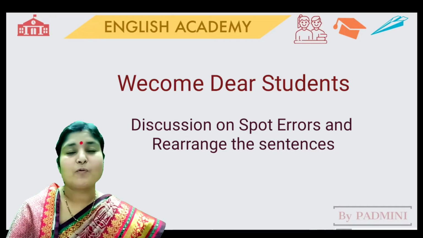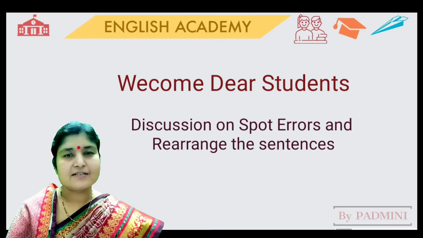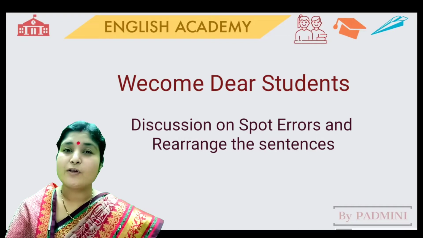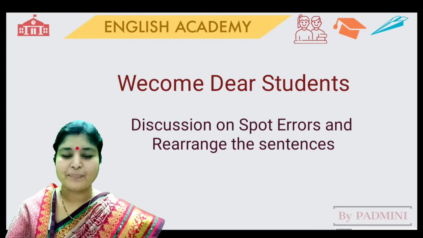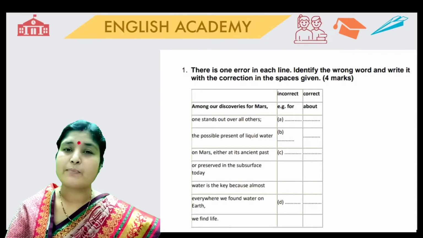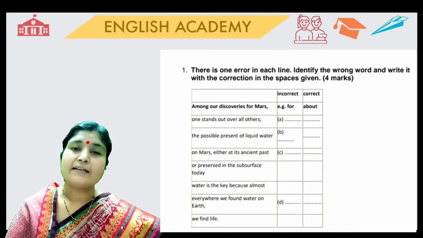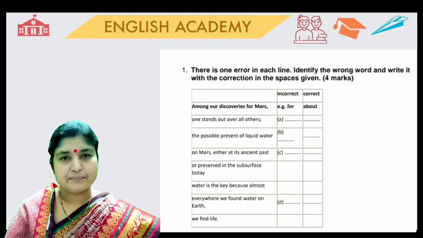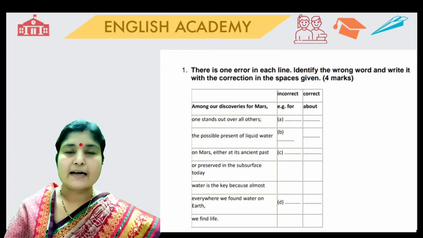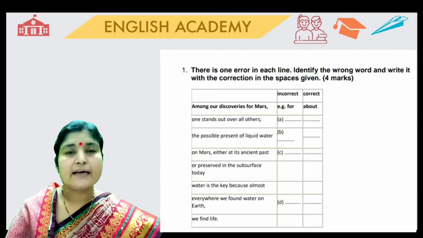Yesterday, I gave you a worksheet on spotting the errors and rearranging the words to create meaningful sentences. So today, we are going to solve that. The first one is a paragraph which you have to edit: spot the error and write the correct words in place of it. There is one error in each line. Identify the wrong word and write it with the correction in the spaces given.